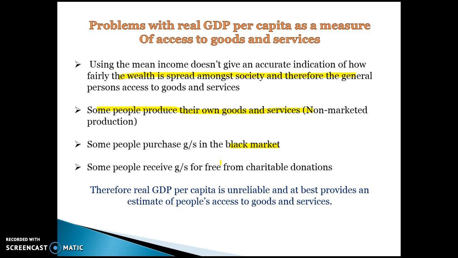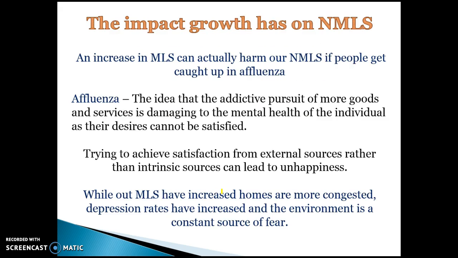So real GDP per capita is unreliable, but it's still a good estimate of people's access to goods and services. In terms of the impact growth has on non-material living standards, there's both positives and negatives. So an increase in material living standards can actually harm our non-material living standards, particularly if people get caught up in affluenza. So affluenza is the idea that we're continually trying to fulfill our wants over and over again. So it's the addictive pursuit of more goods and services, which can lead to us never being satisfied and can affect our mental health because we can never satisfy our desires.